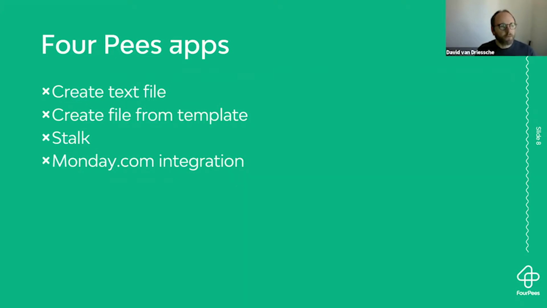And the main reason I wanted to do this overview is because we do get a reasonable amount of questions about the functionality in these apps and how to use them. So I wanted to show some of the use cases to complement what you can read in the documentation for these apps. So I'm going to start talking about create text file, then we'll look at creating a file using a template, which is the much more advanced version of the first one if you want. And then we're also going to talk about Monday.com integration.